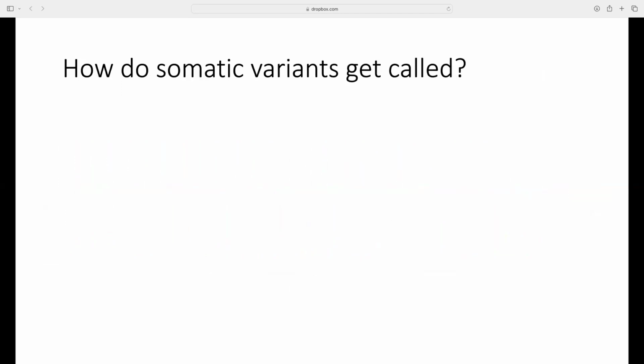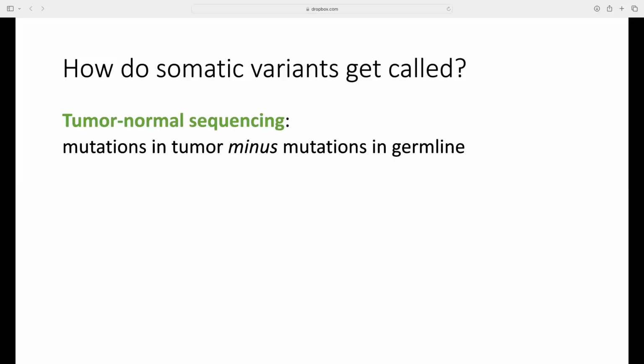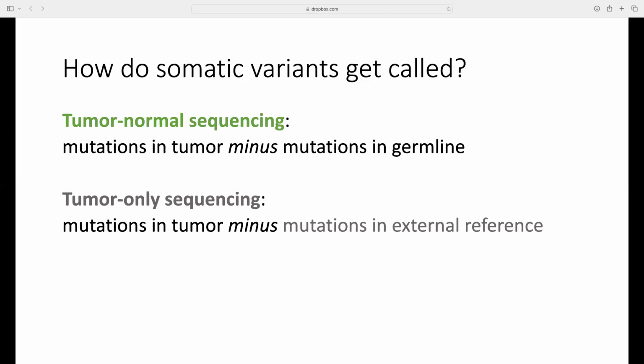So now, coming back to why we see this bias as a function of self-reported race, we need to step back a little bit to how these variants are actually being called. When we do the gold standard tumor-normal sequencing, the variant calling algorithms identify all of the mutations in the tumor and then subtract out anything they observe in the corresponding normal sample. When we do tumor-only sequencing, we identify all of the mutations in the tumor, and then we don't have a normal to compare to, and so we subtract out mutations that are observed in an external reference panel.